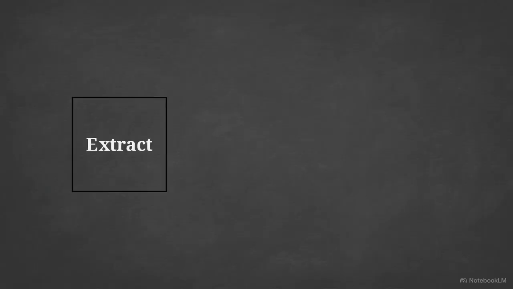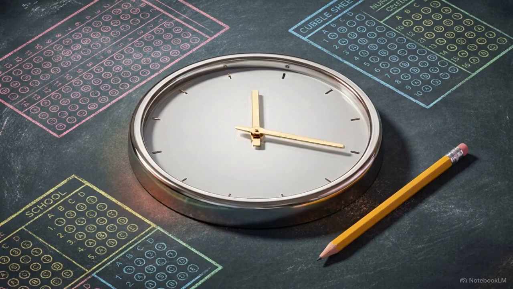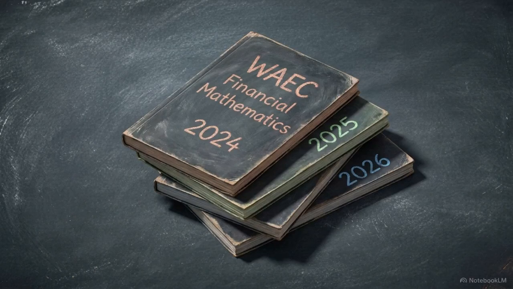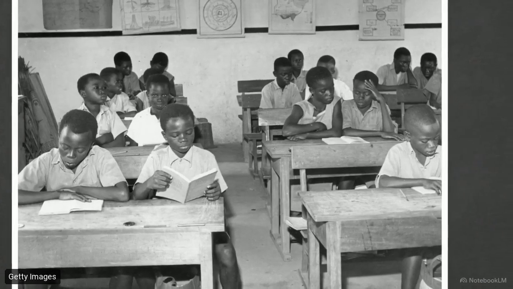I'm going to show you how to extract those numbers, solve for time using a clear step-by-step process, and then share a shortcut you can use when you're under pressure in the exam hall. This specific question structure appears in almost every WAEC financial mathematics paper, so learning this pattern now will help you whenever you see it on your own exam.